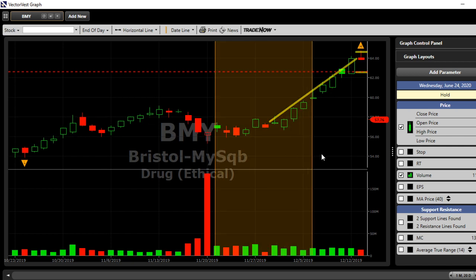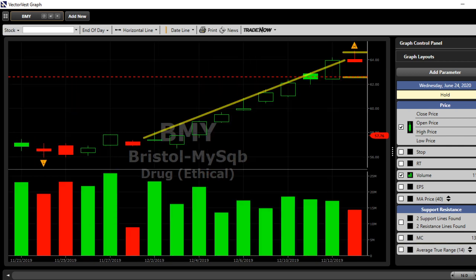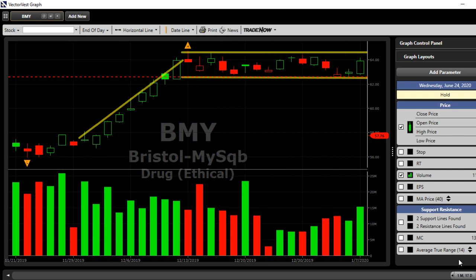Okay, let me zoom in here. Okay, so here's Bristol Myers back in November of 2019. And here we have a bull flag. Now, with the previous stock, the flag took the shape of a down-sloping channel. A bull flag could also take the shape, or the flag can take the shape of a horizontal channel. Okay, or a horizontal rectangle.